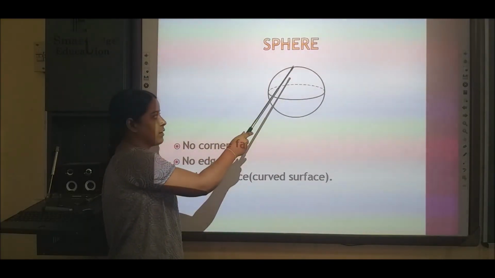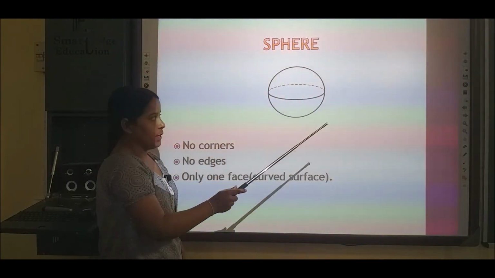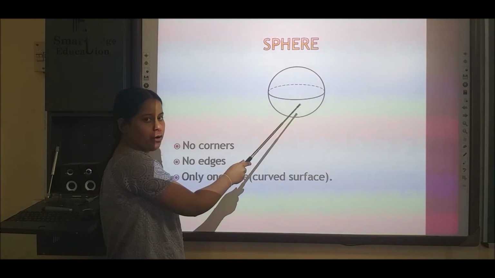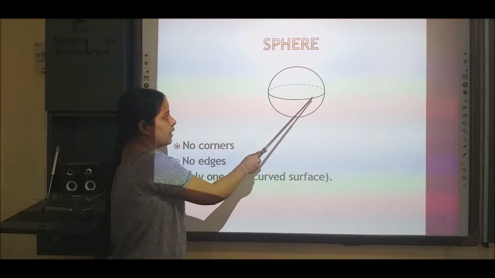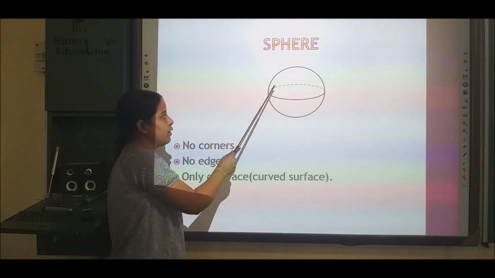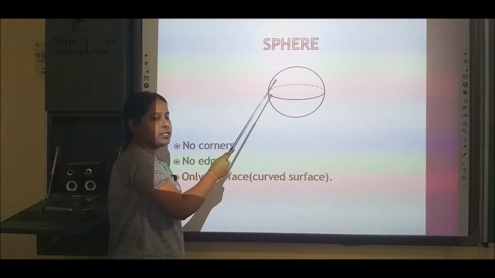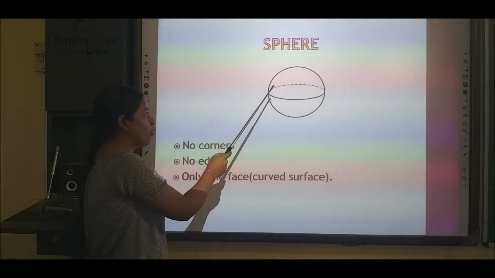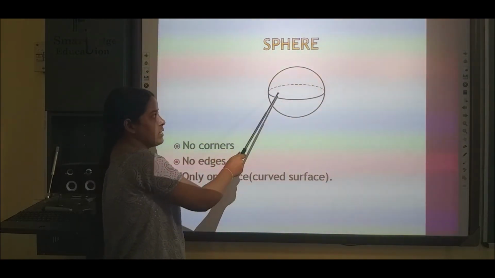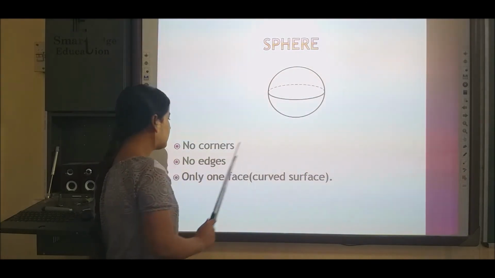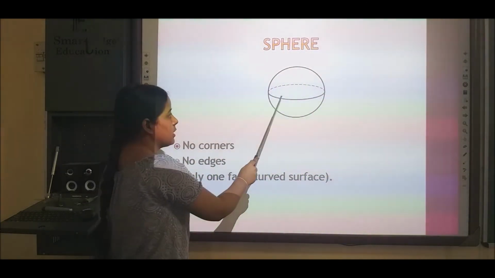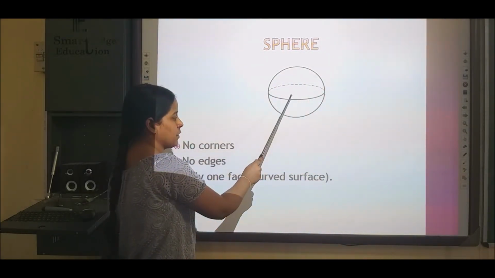Next is sphere. Sphere is the same as a circle, round, no corner, no edges, but it has a middle part. The middle part has height, so that is the difference between circle and sphere. No corner, no edges, so there is no corner. Only one face. There is only one face, a curved surface.